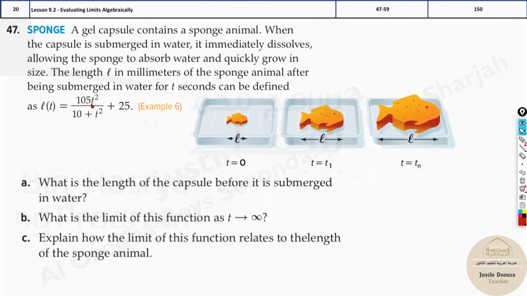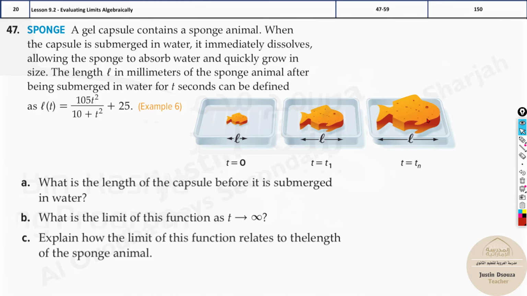Okay, the length L in millimeters of the sponge animal after being submerged in water for t seconds can be defined over here. This length is with respect to time. The length is increasing based on time. Now, this sponge can absorb a certain amount of water, and then once it's completely saturated, in the sense completely filled with water, it will not increase its length.